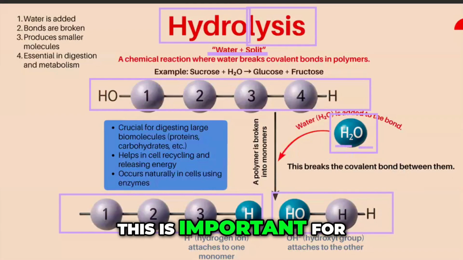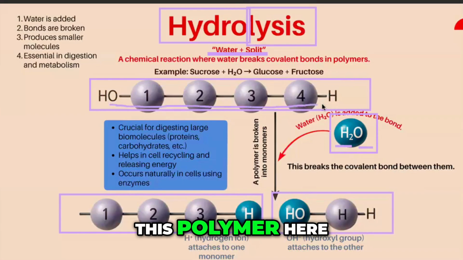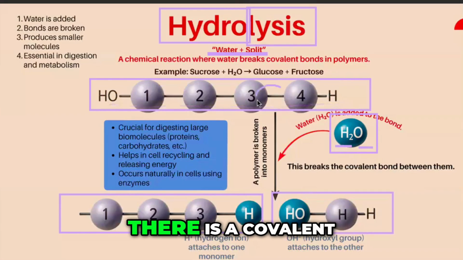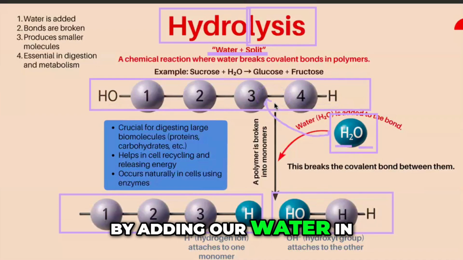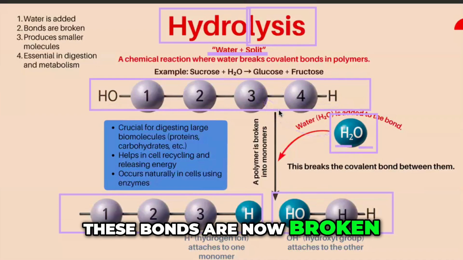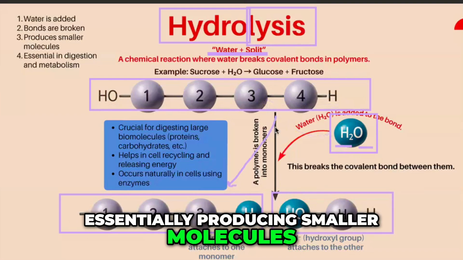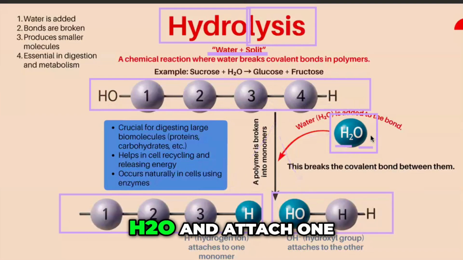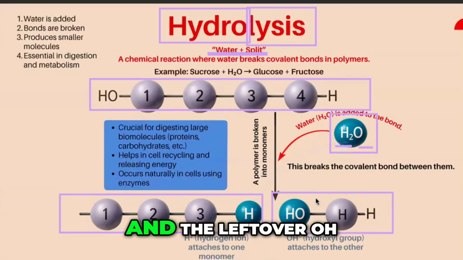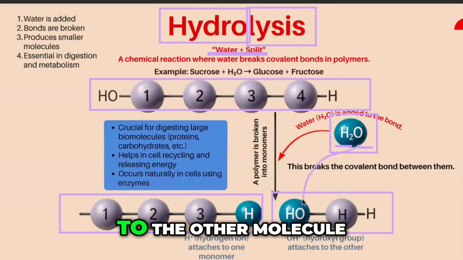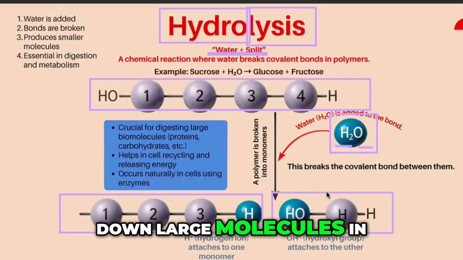The reason why this is important for our whole structure is that we're taking this polymer here and we're saying that there is a covalent bond somewhere in that structure. By adding our water in, these bonds are now broken, essentially producing smaller molecules, where they take the H2O and attach one of the hydrogens to one of the monomers and the leftover OH to the other molecule. This is essential when we're trying to break down large molecules in our system.